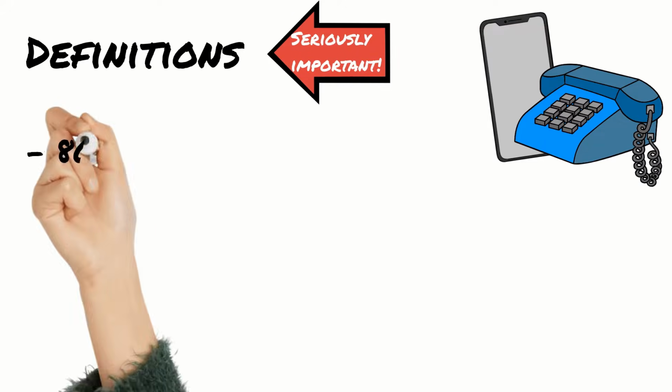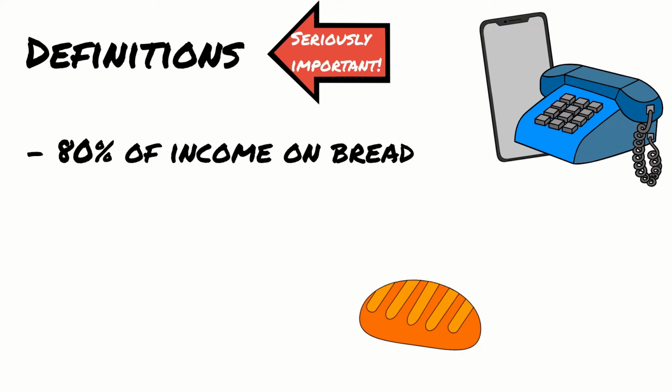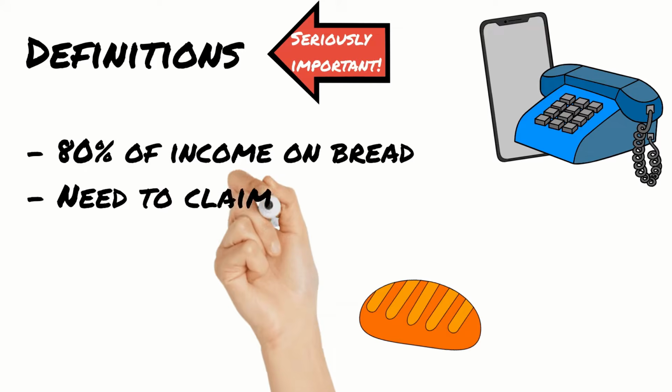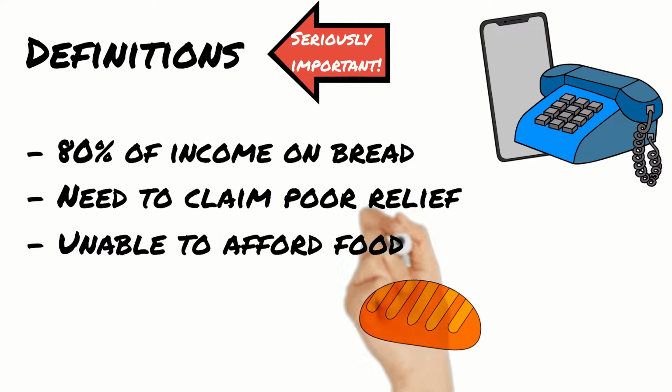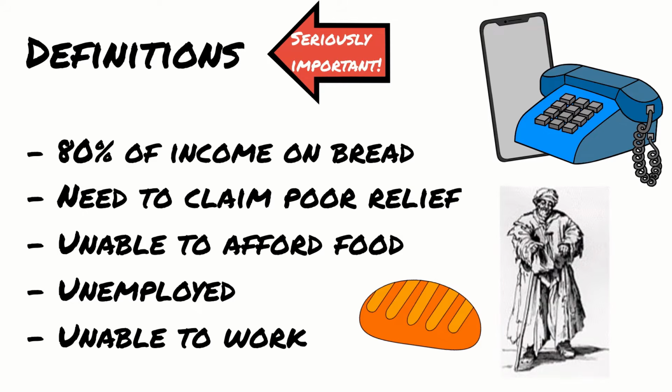The main definition in Elizabeth's time was that if 80% or more of your income was spent on bread, you were poor. Also included was the need to claim poor relief, being unable to afford the rising costs of food, and being unemployed or unable to work. We'll come to some of the reasons for these circumstances in a minute.